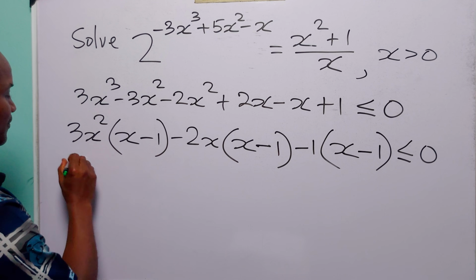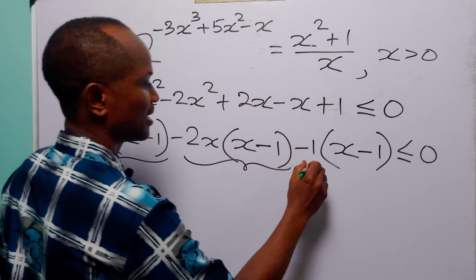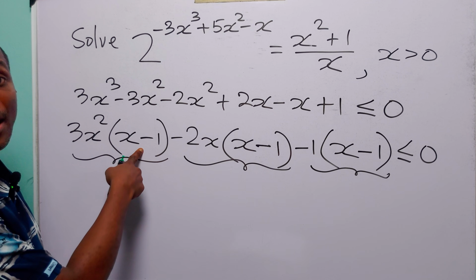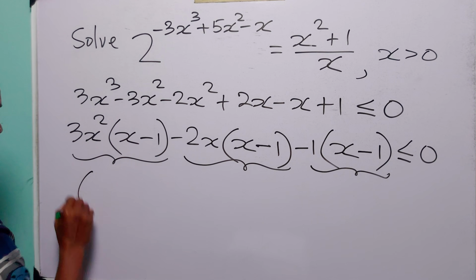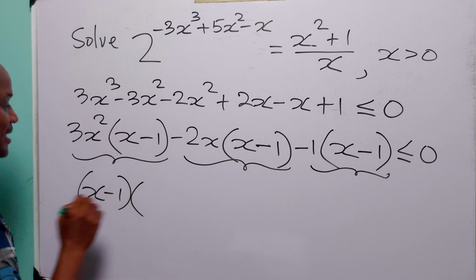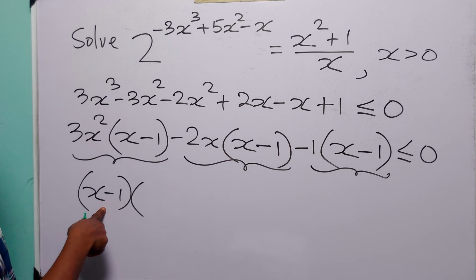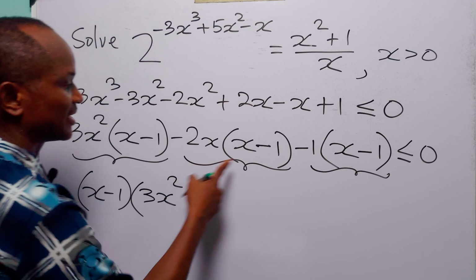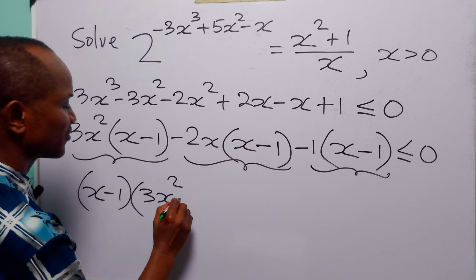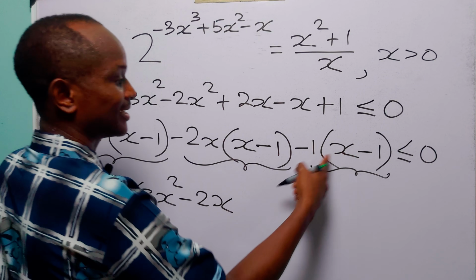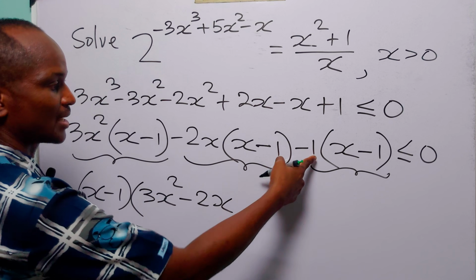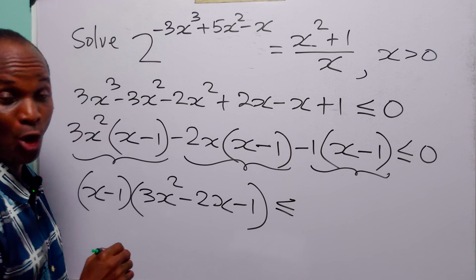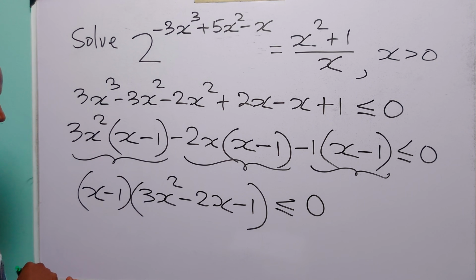Now we have 3 terms. And each of those 3 terms has a common factor, which is x minus 1. So we have x minus 1 into, now this divided by x minus 1, of course, is going to give us 3x squared. This divided by x minus 1 is going to give us minus 2x. And this divided by x minus 1 is going to give us minus 1. And of course, this is still less than or equal to 0.